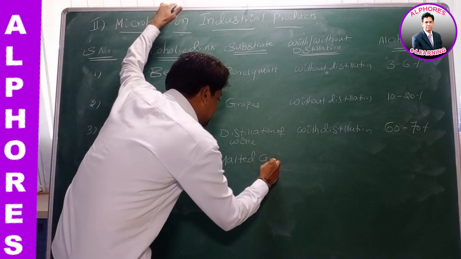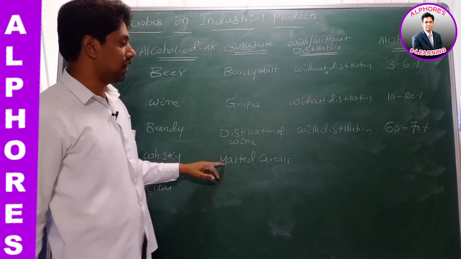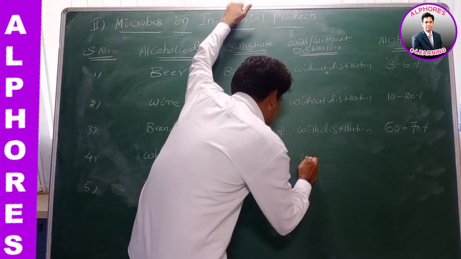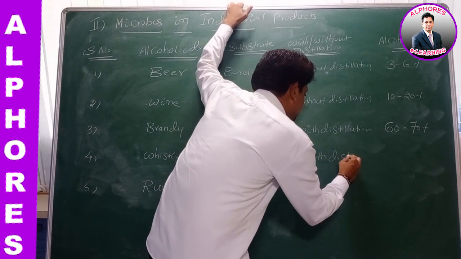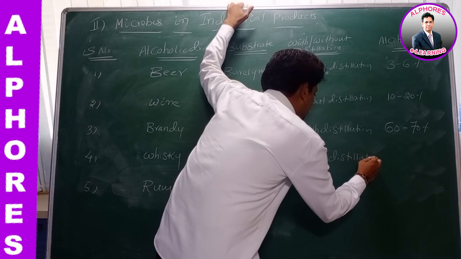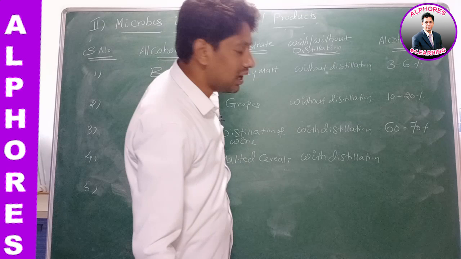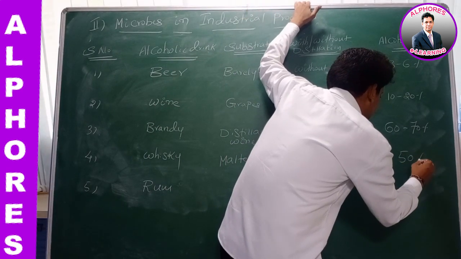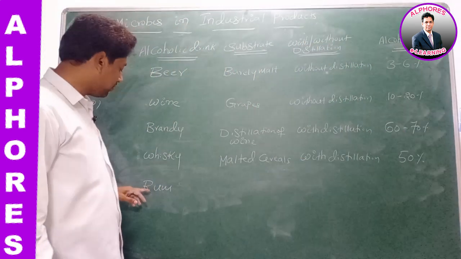Malted cereals. What is the raw material to produce whiskey? Malted cereals. It is produced by the distillation process. Therefore, distillation is involved, so the alcohol content should be high. What is the alcohol content here? 50%.